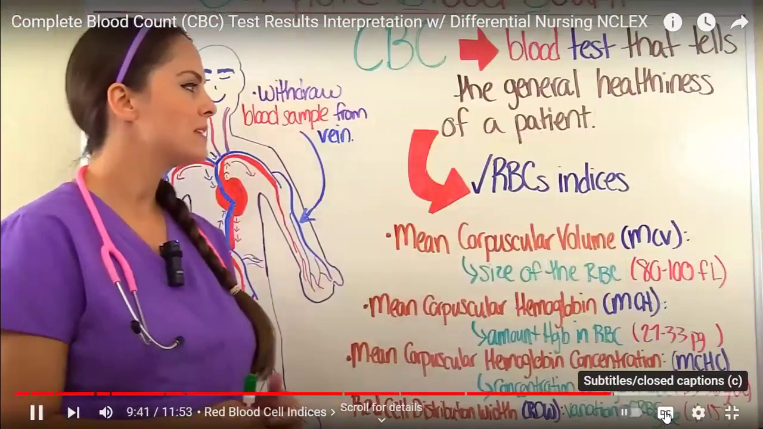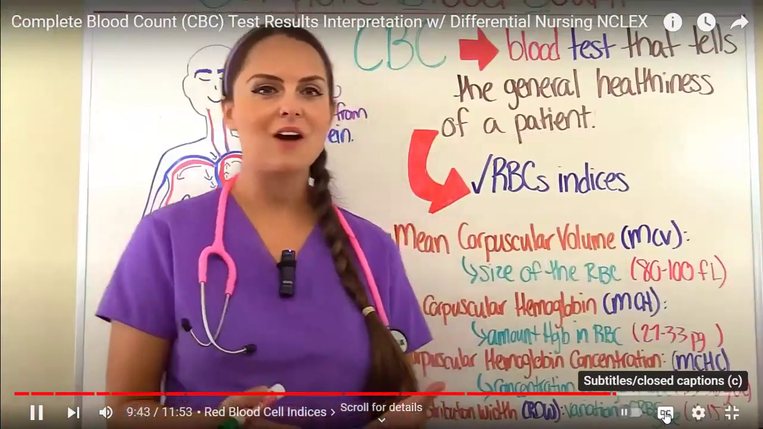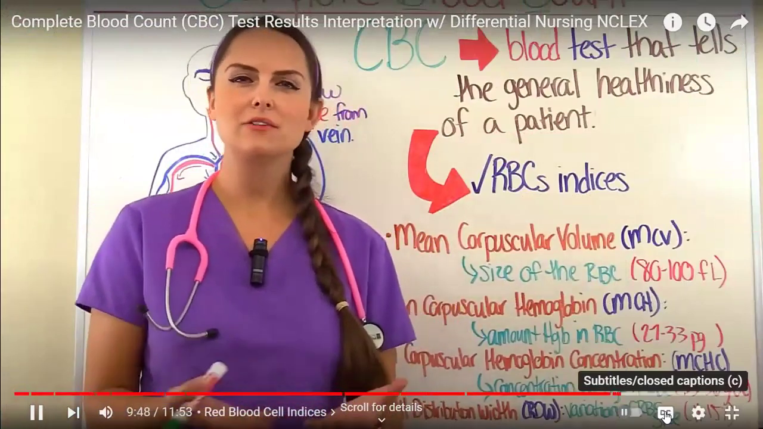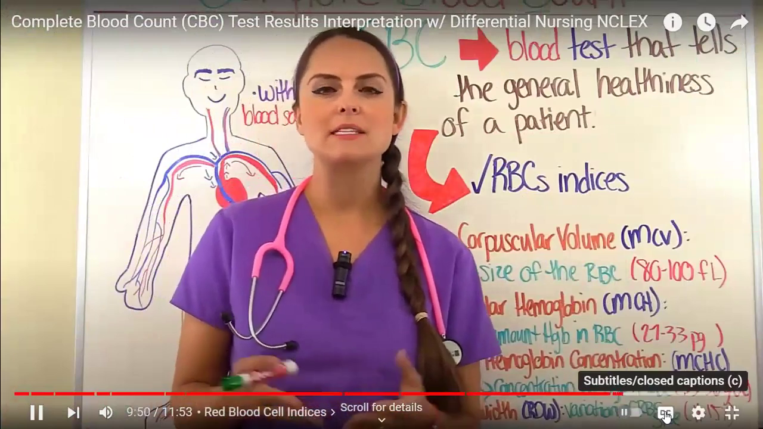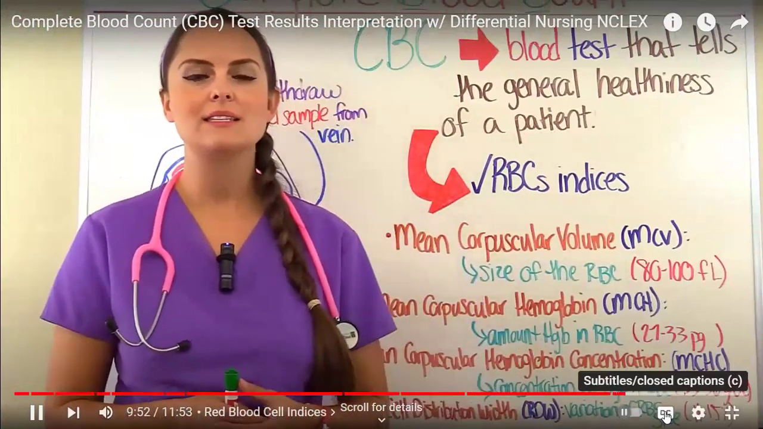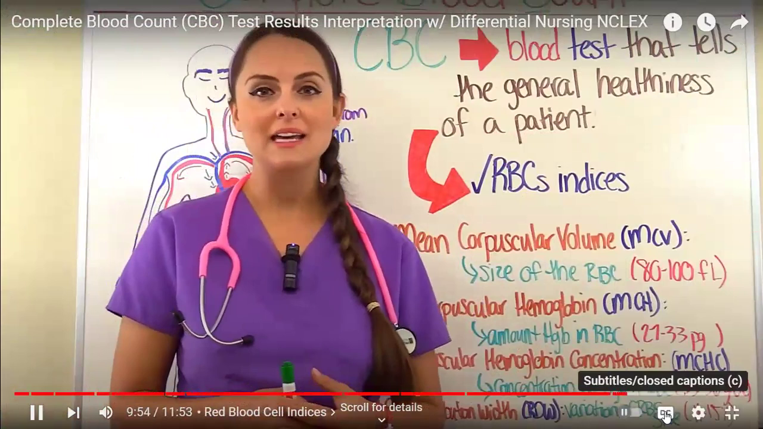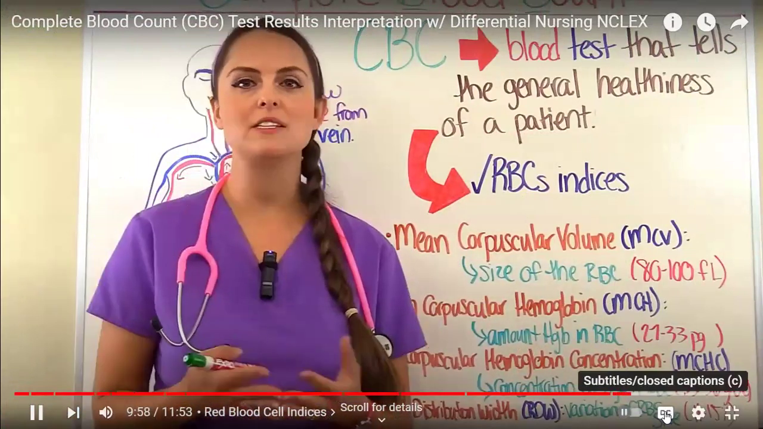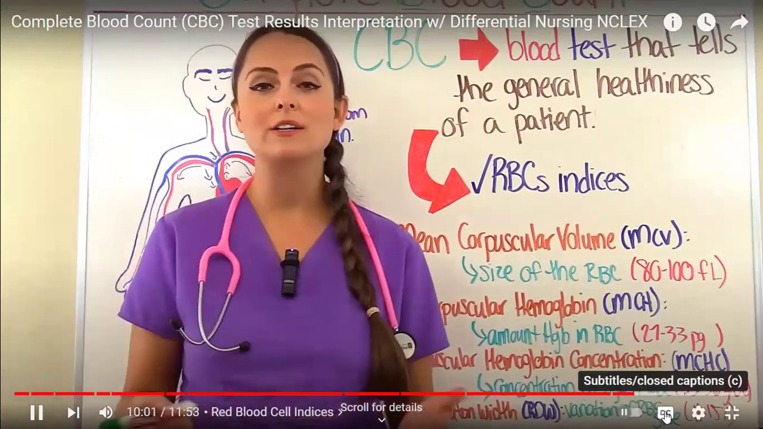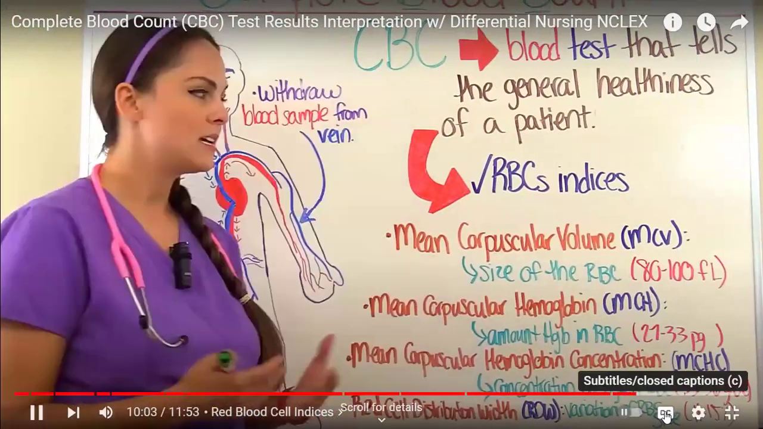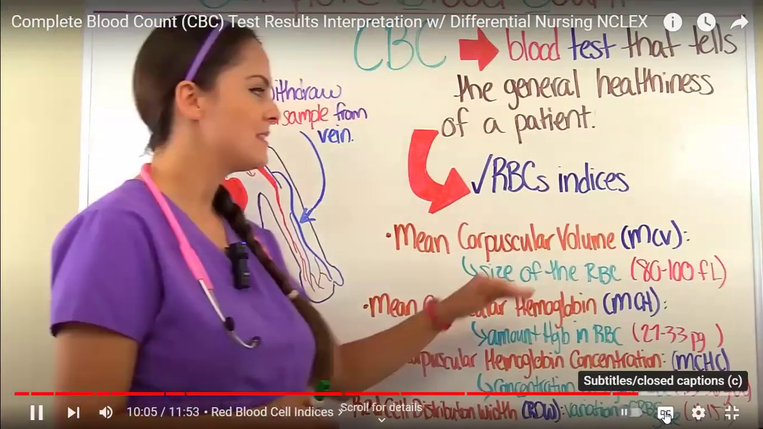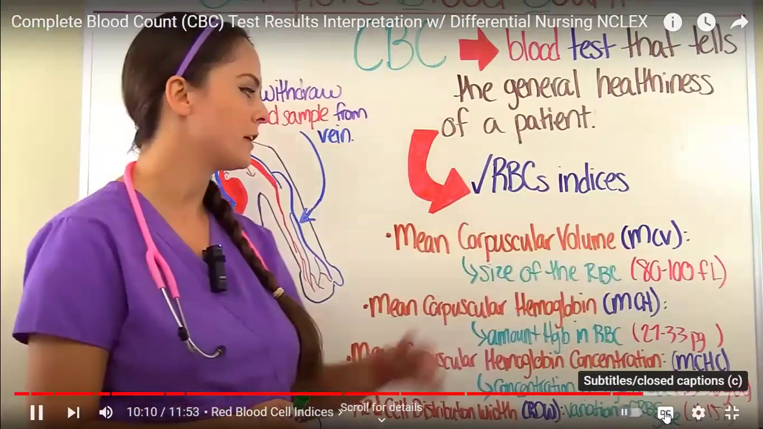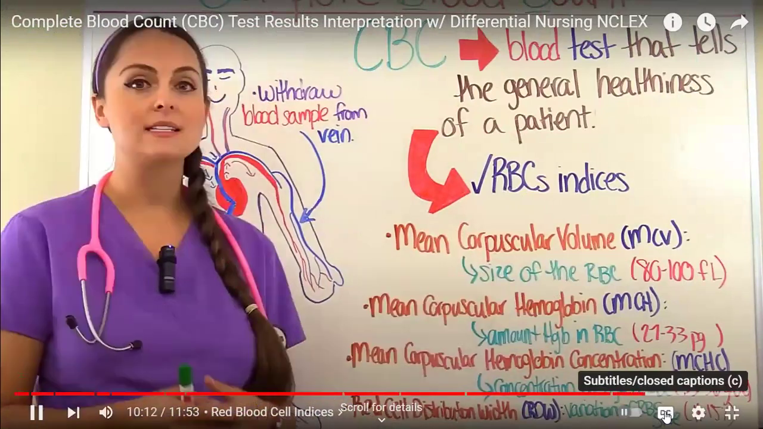Then we have the red blood cell indices. And indices, that word is a plural form for index. And this is going to tell us a little bit more about that red blood cell, specifically the size of the red blood cell and about that hemoglobin that is found on the red blood cell, which will help us determine if this patient has anemia and what type we are dealing with. So you will see a lab result on that CBC that says MCV. Again, that stands for mean corpuscular volume. This is the size of the red blood cell.